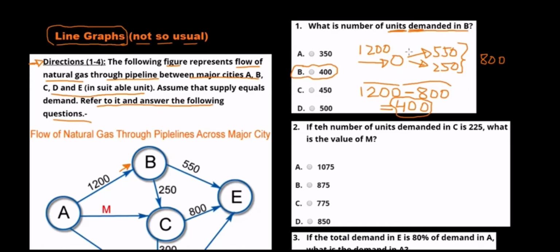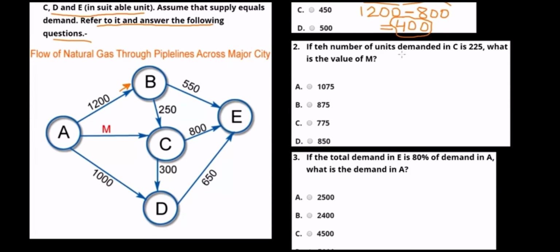Clear? So do you see the workout wasn't difficult at all? Why? Because the diagram itself is a bit complex. So that's how normally all questions go. Let's take a look at question number 2. If the number of units demanded by city C are 225, what is the value of M? Looks like M has something to do with city C. Yes, it does, because M is one of the inputs of city C.